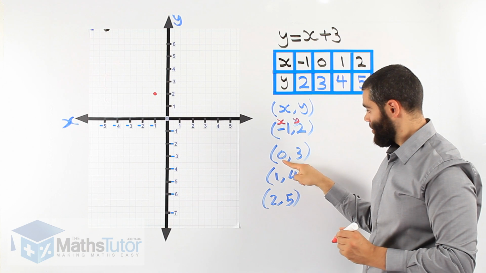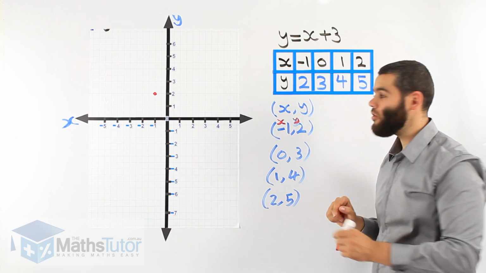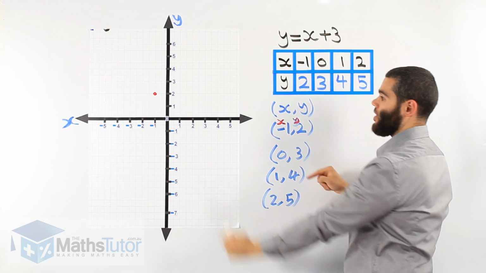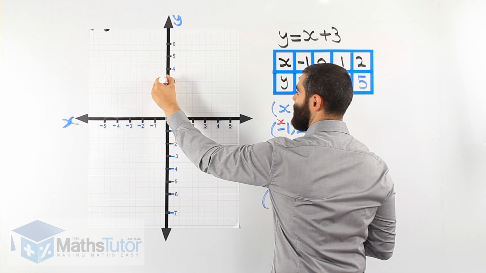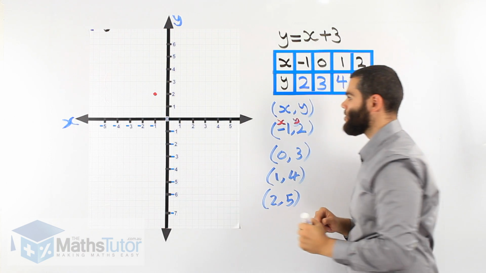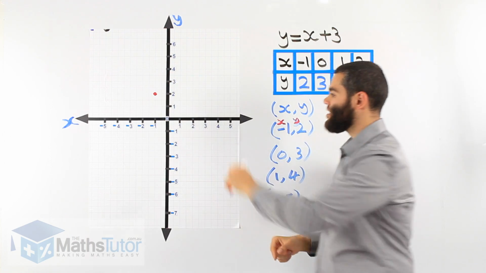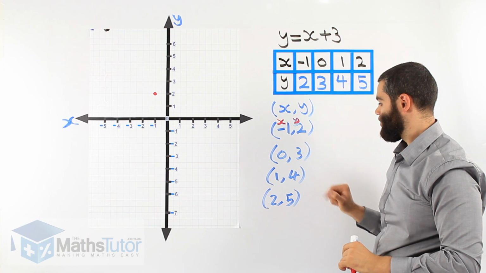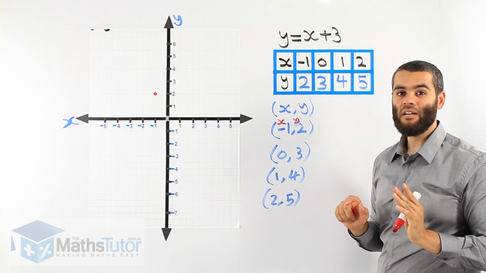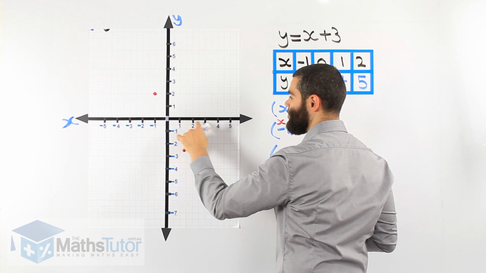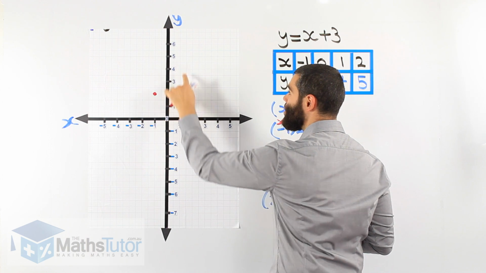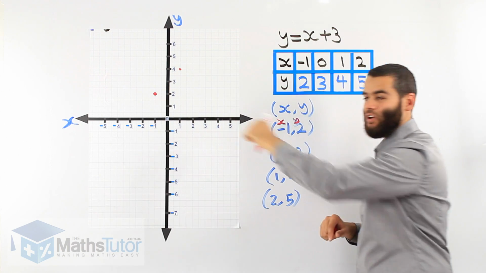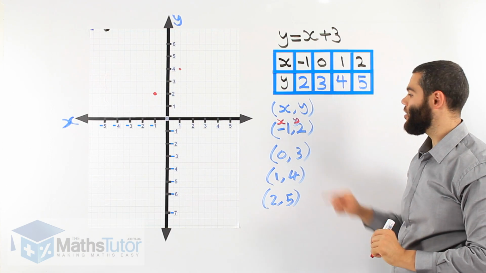Then 0, 3. Now 0 on the x, where is it? There it is. 3. Go up to the y at 3, there it is. So 0, 3. So we start always on the x and then we go up or down depending on the coordinate. 1, 4. Where do we start? On the x. 1, there it is. 4, meaning we go up to the 4. There it is. 1, 4. X first, then up or down depending on the y.